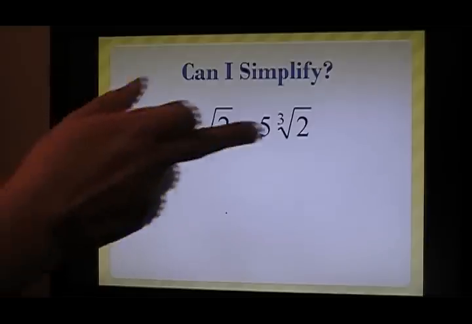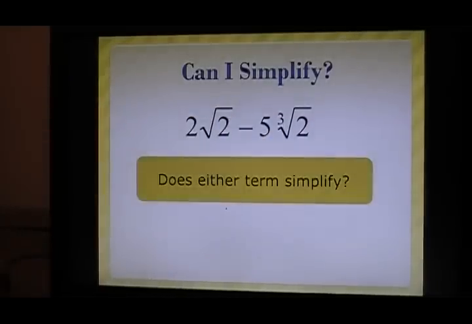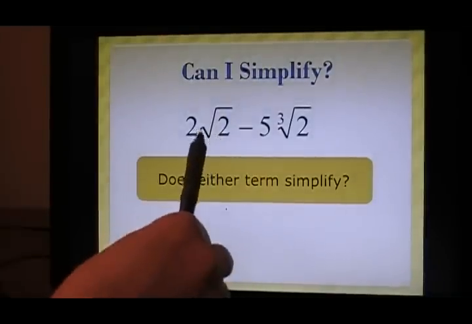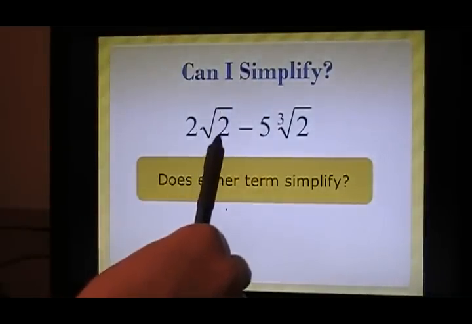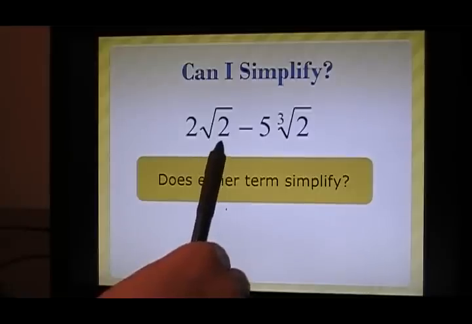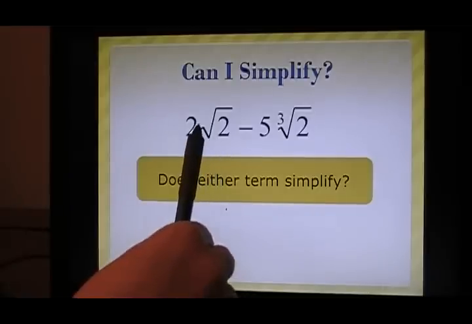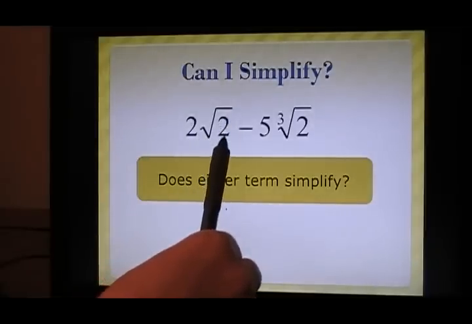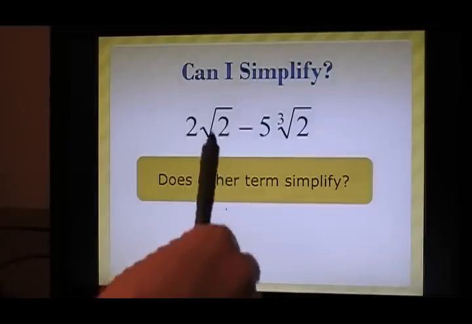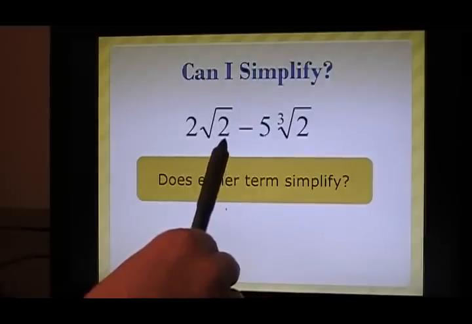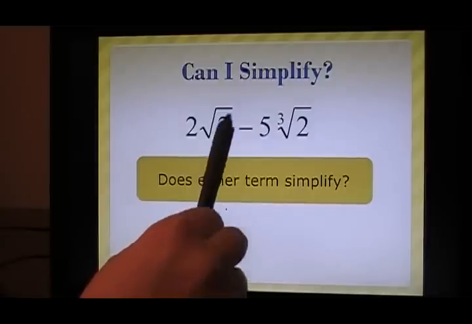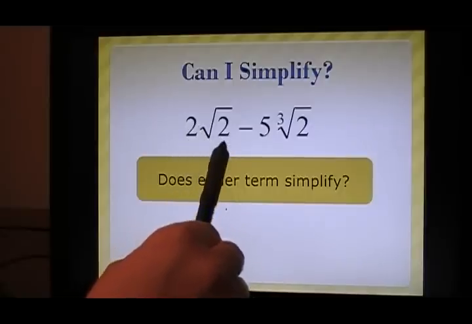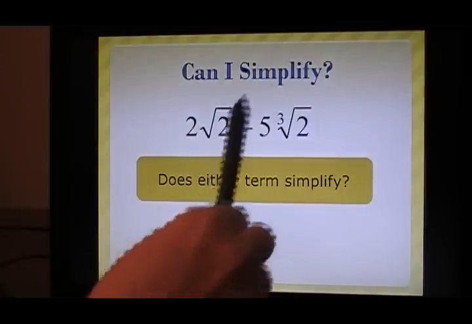So this expression can only be simplified if either of these two terms would simplify. This root 2, a square root, can only be simplified if this number is a perfect square, or if it is divisible by a perfect square other than 1. And 2 is neither a perfect square nor divisible, so the square root of 2 cannot be simplified.